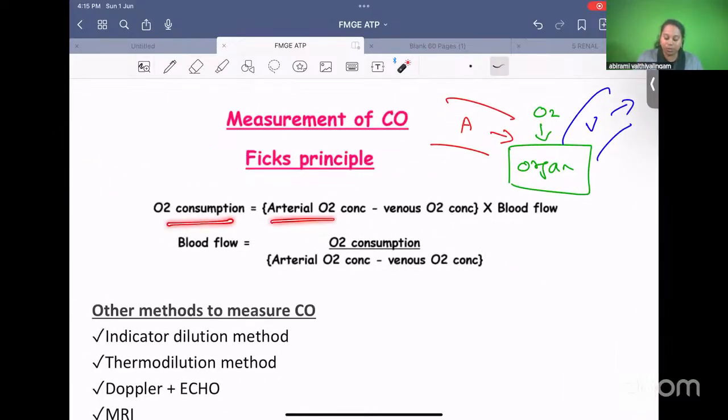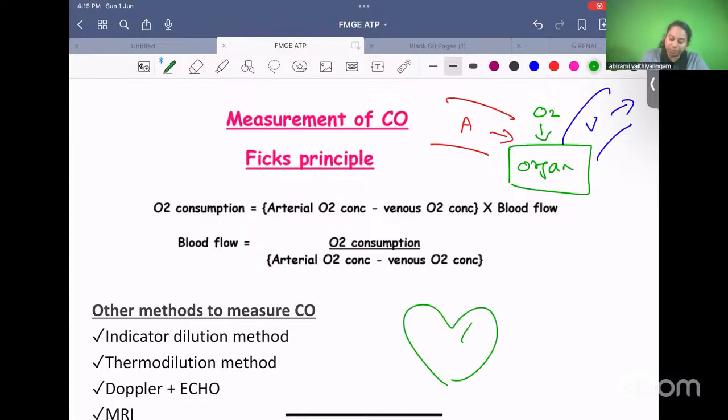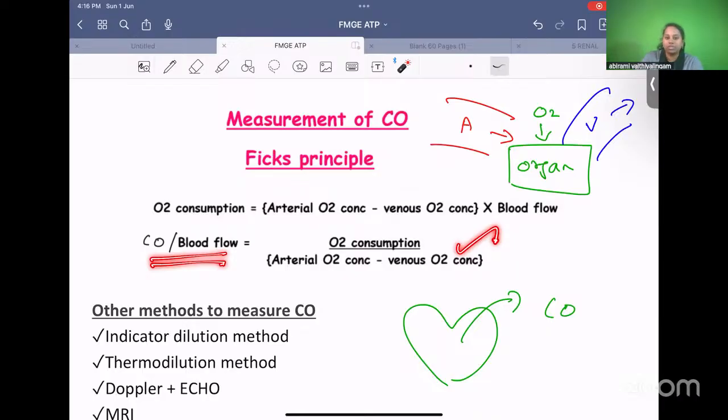Oxygen consumption is equal to arterial oxygen minus venous oxygen times the blood flow. You multiply this by the blood flow. When you keep blood flow on one side, take this to the other side. Now blood flow becomes oxygen consumption divided by arterial oxygen minus venous oxygen concentration. What is the blood flowing out of the heart? That is nothing but cardiac output. So if it is the heart, blood flow is nothing but cardiac output. So cardiac output is equal to oxygen consumption divided by arterial oxygen minus venous oxygen. This is Fick's principle.